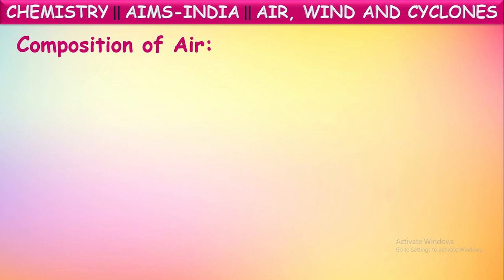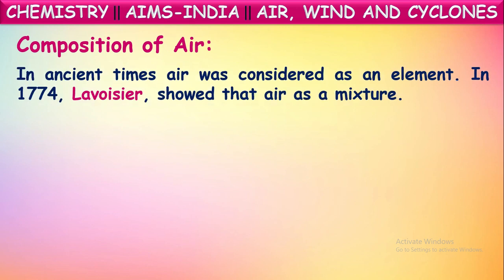Now, the composition of air, which gases are present in this air, let us see here. In ancient times, surprisingly, air was considered an element. They did not know the composition of air at that time. So they considered air a single substance, an element. But in 1774, Antoine Lavoisier, for the first time, showed that air is a mixture. He proved that air is not a single substance and it is a mixture of many gases. Till then, people thought of air as a single substance and considered it an element.